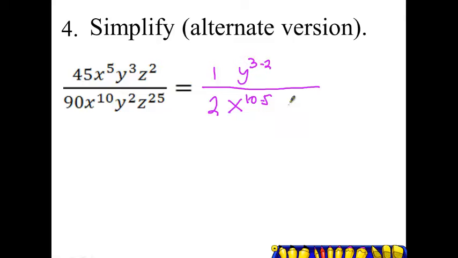z squared and z^25, keep your z in the denominator because the exponent here is larger compared to the exponent in your numerator. So you will have 25 minus 2. So 1 times y raised to 1 is y. 2 times x raised to 10 minus 5 is x raised to 5. And then z raised to 23. So this will be our final answer using the alternate method of solving the expression.